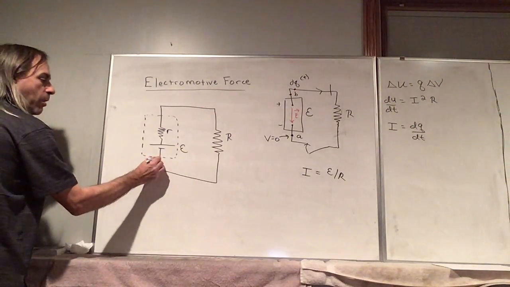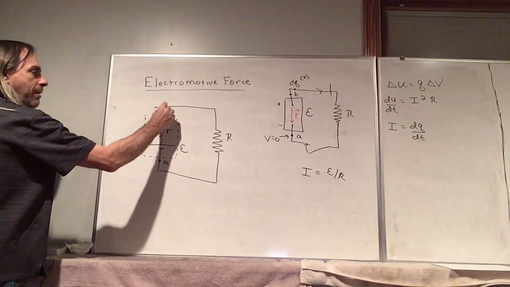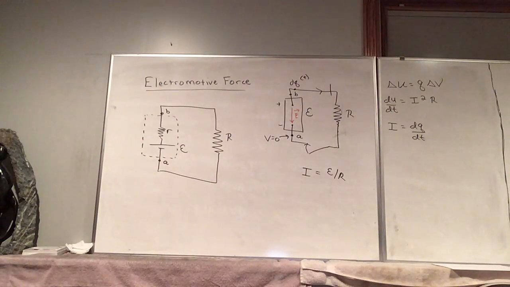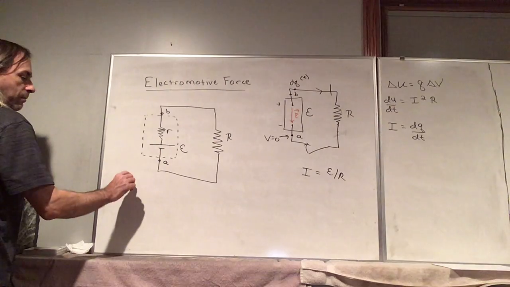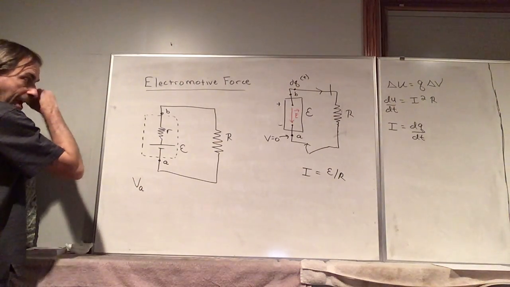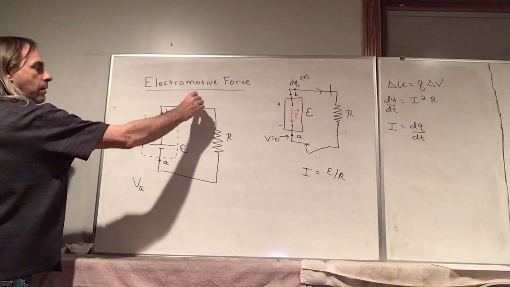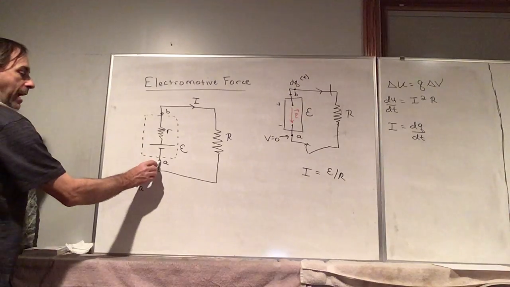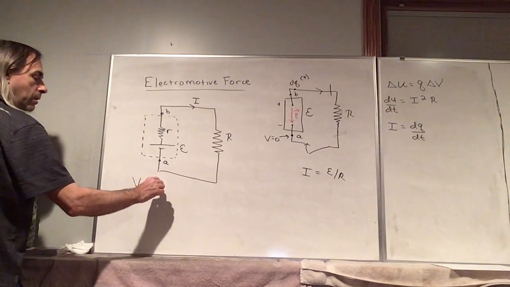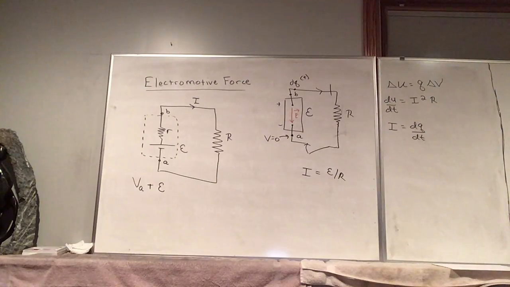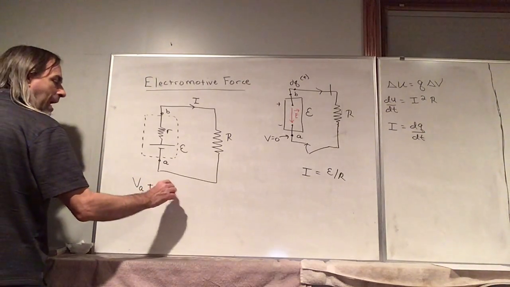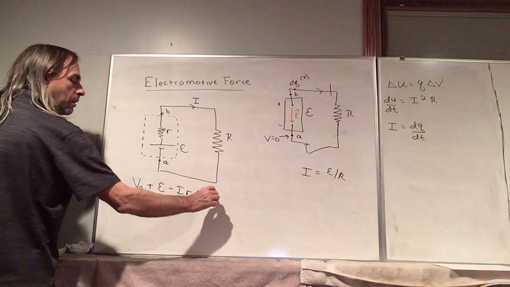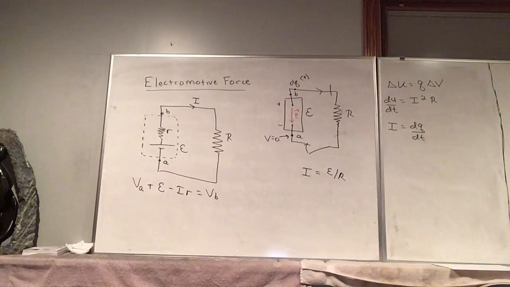So again, this is point A, this is point B. And so if you look at the potential between points A and B, let's start at point A. So we have VA. There's a current I in this circuit, in this loop. So if we start at VA, going across the terminals, we get plus E, the EMF. But then we have a voltage drop through that internal resistance, and that brings us to point B.